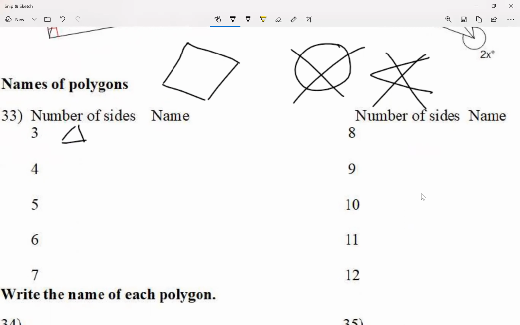There is actually a building in Washington, D.C. that has the same shape. And that building is called the Pentagon. Penta means 5 and gon means sides. So pentagon, 5 sides. For 6 sides, we're going to call this hexagon.